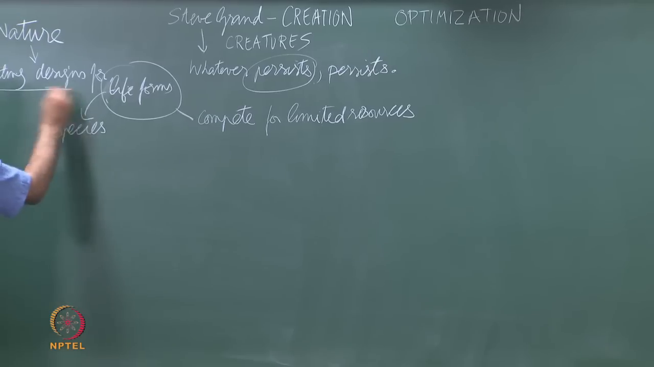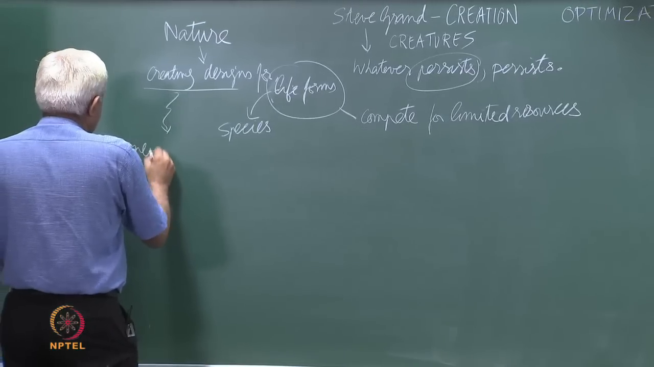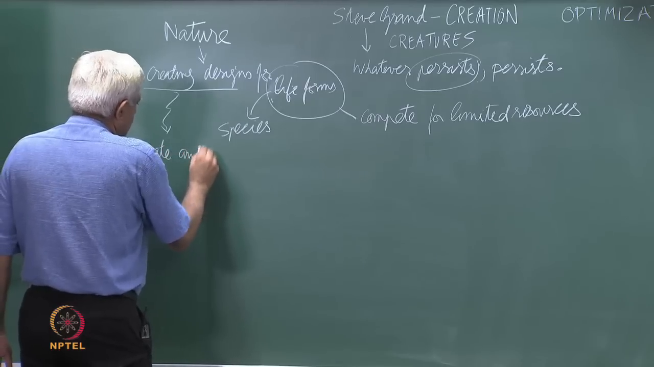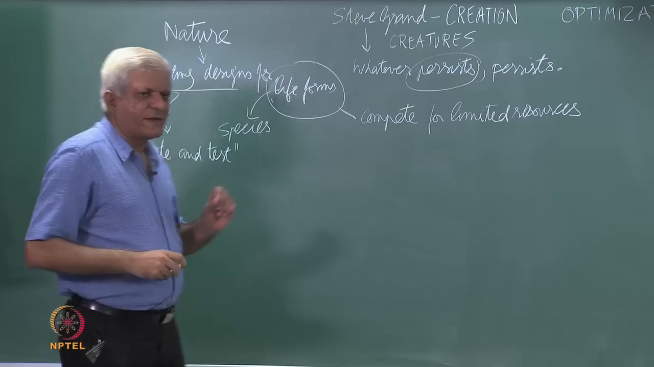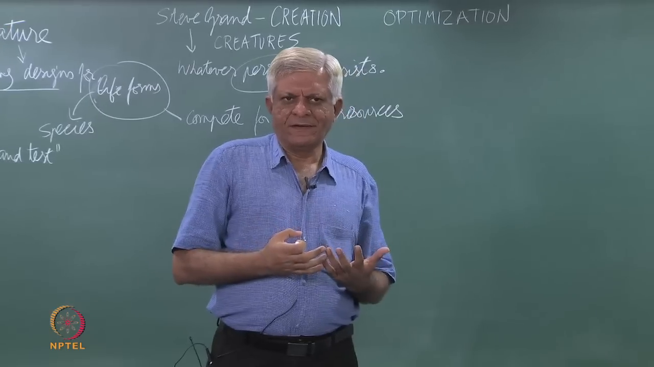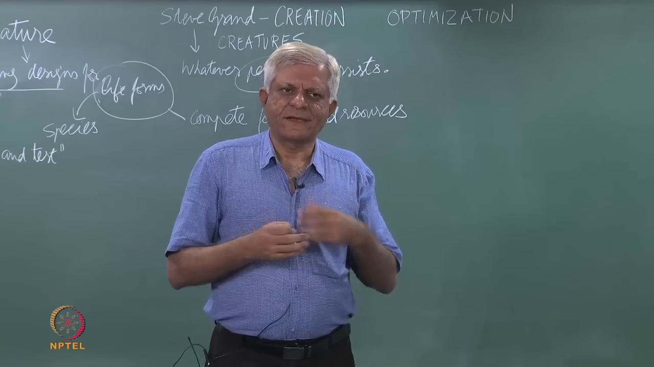So, how is nature doing? Nature is doing generate and test. It is searching. Remember that we started off by saying that the basic paradigm of search algorithm that we are going to look at is generate and test. Generate a candidate and test whether the candidate is a solution.